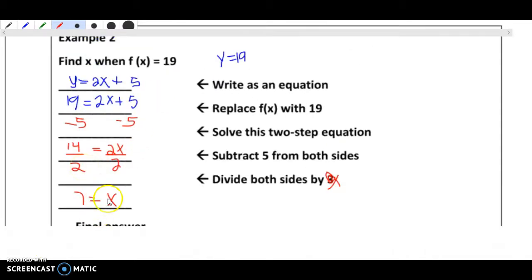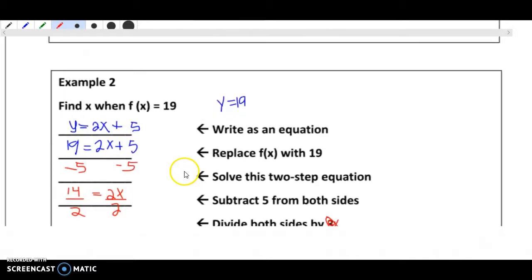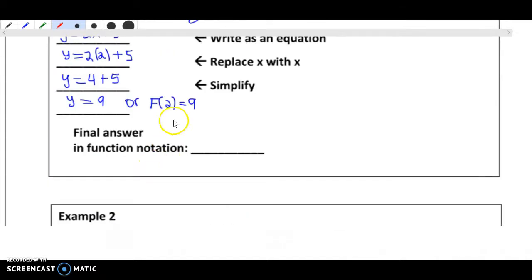Now when the input is 7, we get 19. So we're going to write this in function notation. So we'll use f for function. What goes inside the parentheses is our x value. So f of 7 is equal to, we already know it's equal to 19. So f of 7 is equal to 19. So above would be kind of the same thing. That would be the function notation.